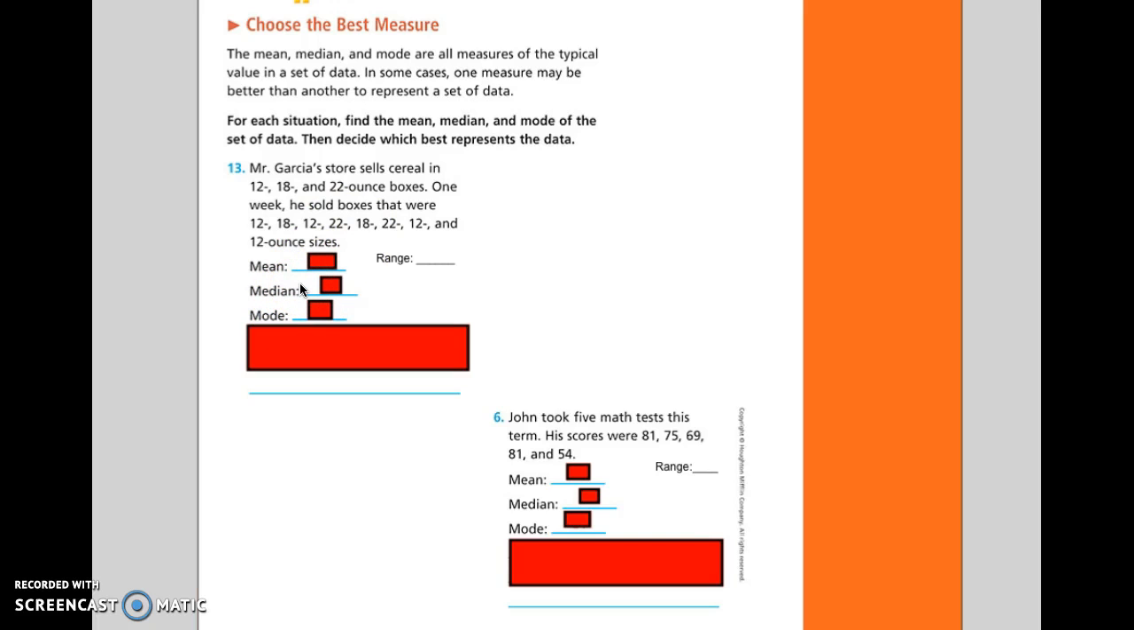So the first problem says, Miss Garcia's store sells cereal in 12, 18, and 22 ounce boxes. One week he sold boxes that were 12, 18, 12, 22, 18, 22, 12, and 12 ounce boxes. So first we want to find the mean. So I'm going to actually start by listing the different points from smallest to greatest, because we need that for most of our central measures of tendencies. So first we're going to list them from smallest to greatest.